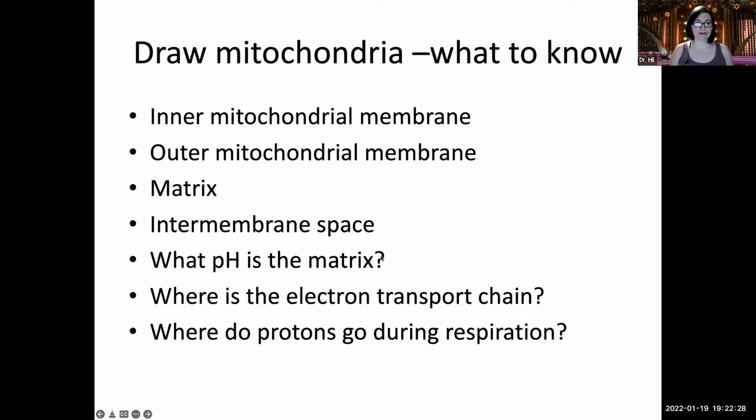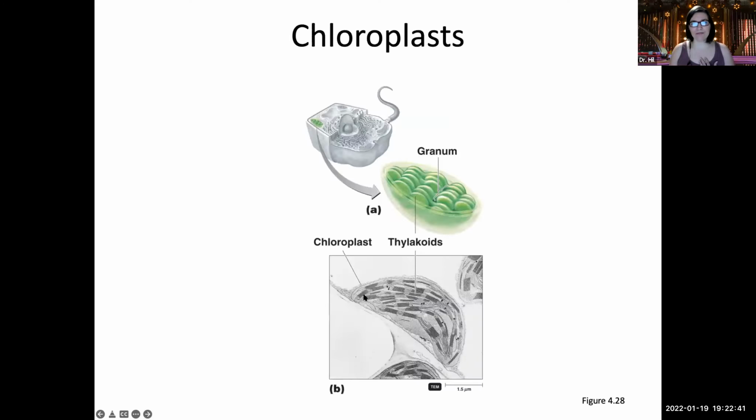Okay. So we've talked about the pH, we've talked about where this is, and we've talked about where protons go during respiration. Okay, so you want to remember that. That will help you understand how respiration works at the level that I want you to understand it when we get there. Let's talk about the chloroplast now.